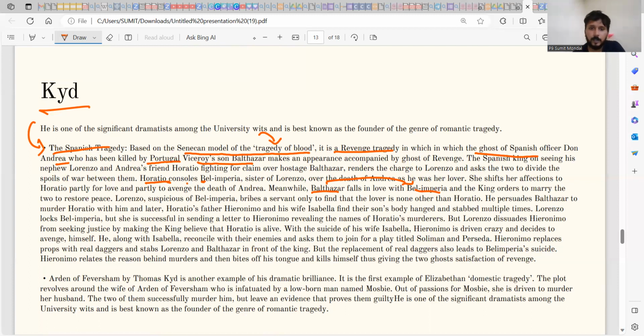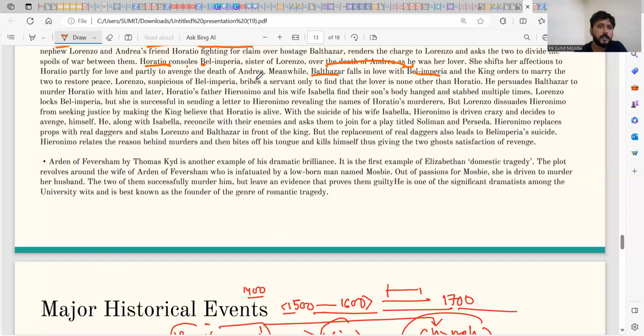Where will you tell me? Okay. So the story you can read up, okay. Lorenzo, this character also comes in Shakespearean drama. So definitely that is the reason these characters become important. Otherwise, remember, Thomas Kyd wrote The Spanish Tragedy, which was a revenge tragedy or blood tragedy written in the Senecan model. Arden of Feversham is also an important drama, an important domestic tragedy, if you can say.